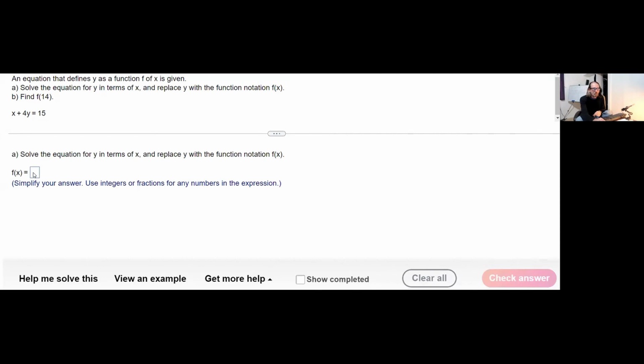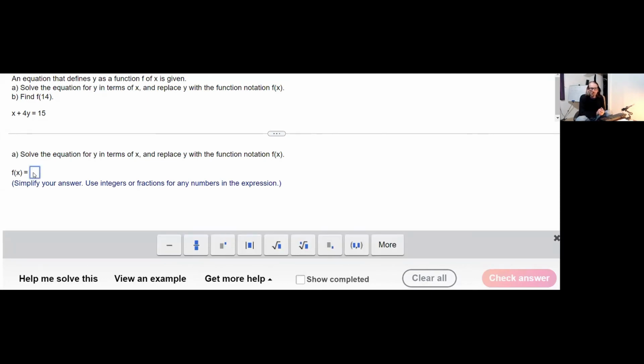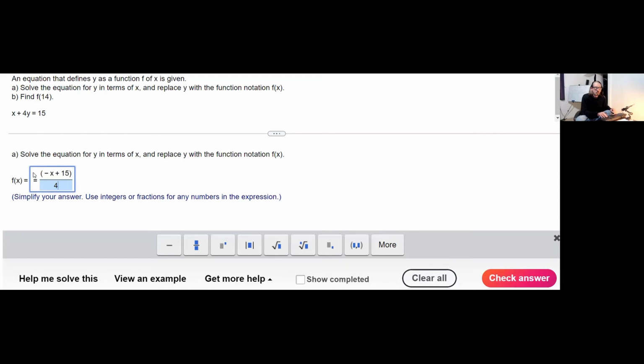All right. Since I haven't opened up anything to type or write some stuff somewhere, I'm going to type out my work and then erase the work, get to the final answer. If we subtract x from both sides here, we'll have 4y equals negative x plus 15. And then if I divide by 4, I will have y alone. And we'll get rid of that extra equal sign. That may actually be enough.